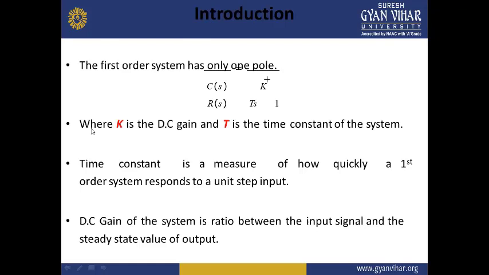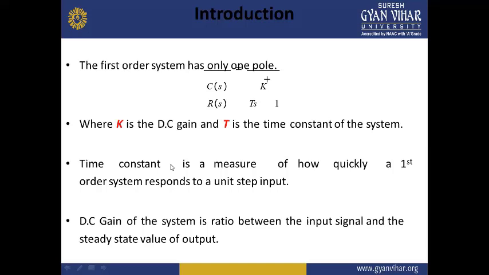So, first of all, what is a first order system? A first order system is the one which is having only one pole. Now look at this. In this, we can clearly see that the transfer function is equal to K upon 1 plus Ts, or sT. That means the number of poles in the denominator is equal to 1. That decides the order of the system.